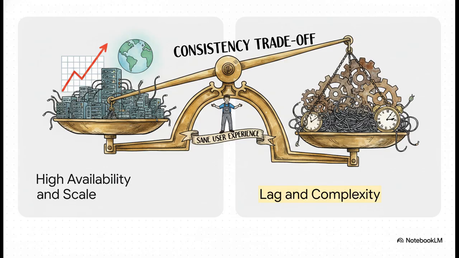The reality is, asynchronous replication is the only realistic way to scale modern web applications to millions of global users. You simply cannot serve the whole world from one single machine. Therefore, these consistency models aren't just academic exercises. They are absolute necessities to bridge the gap between necessary scale and a sane user experience.